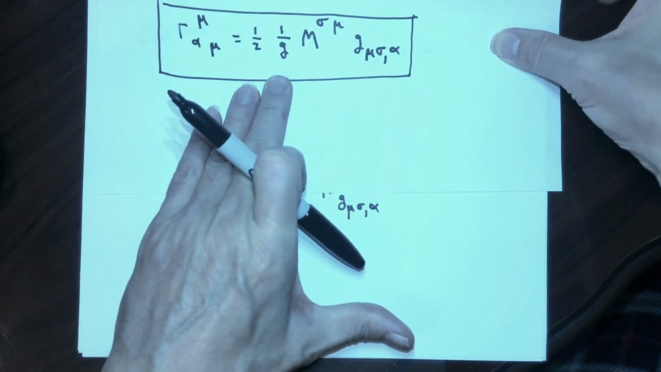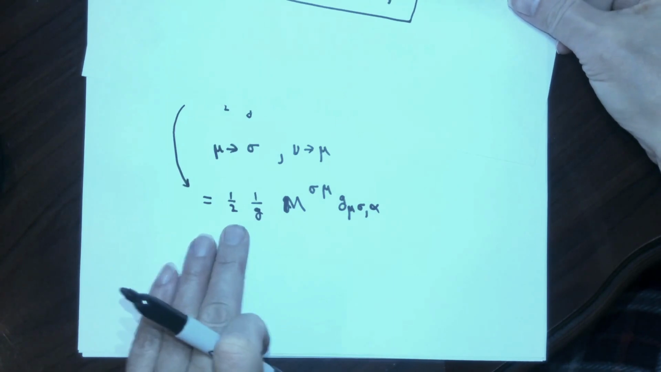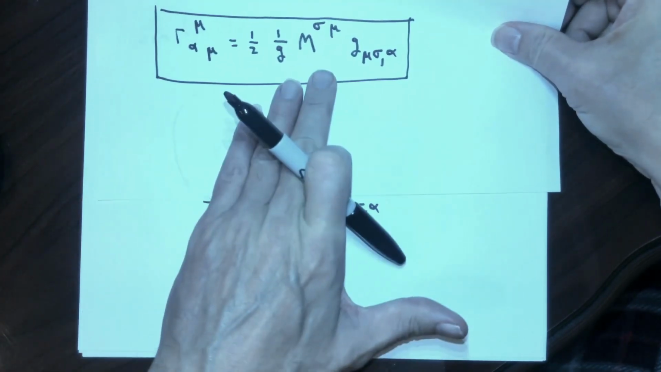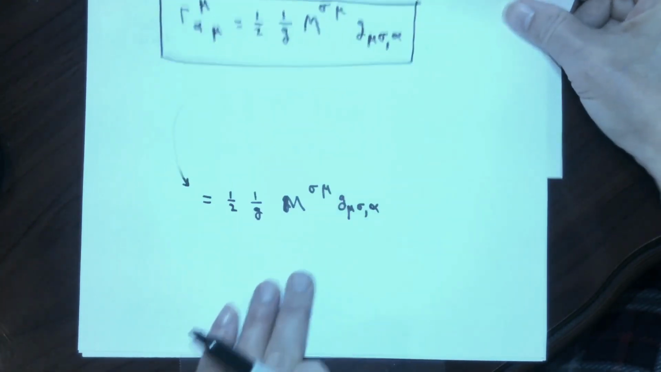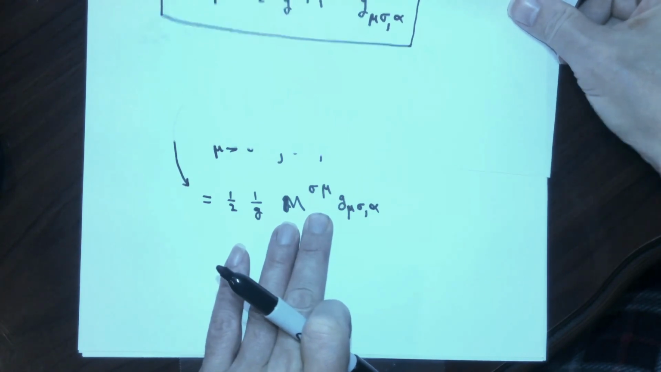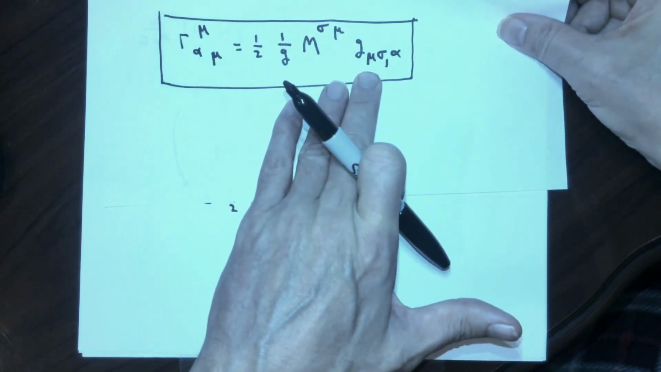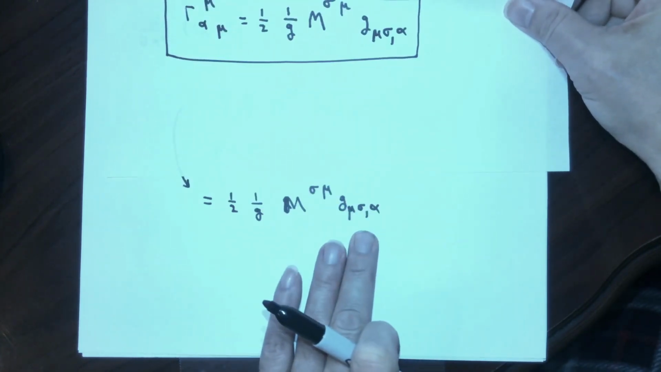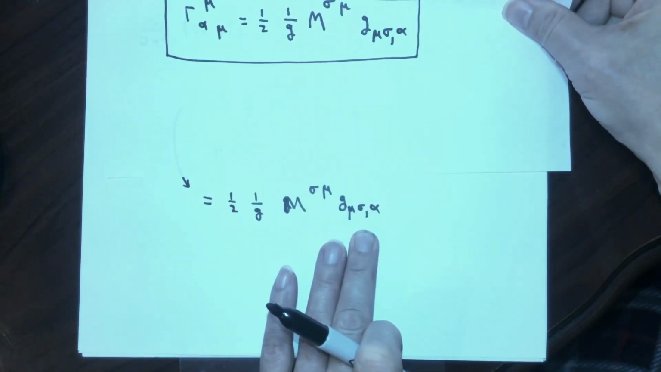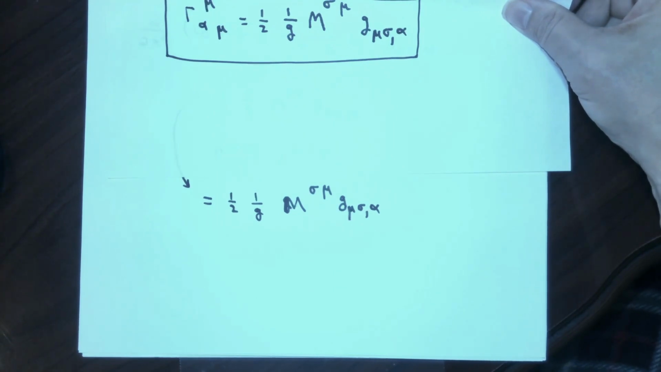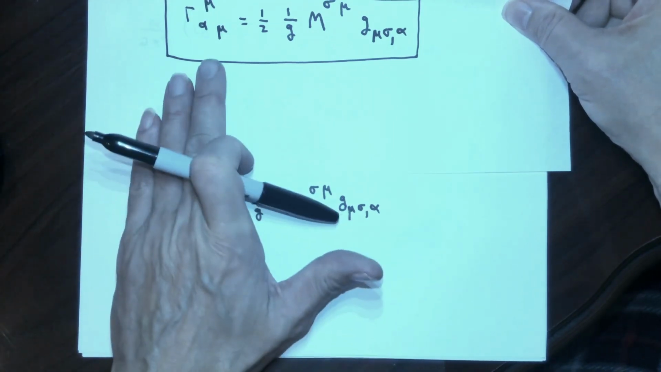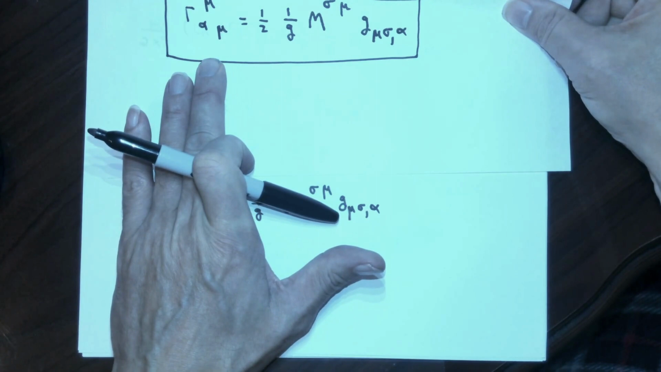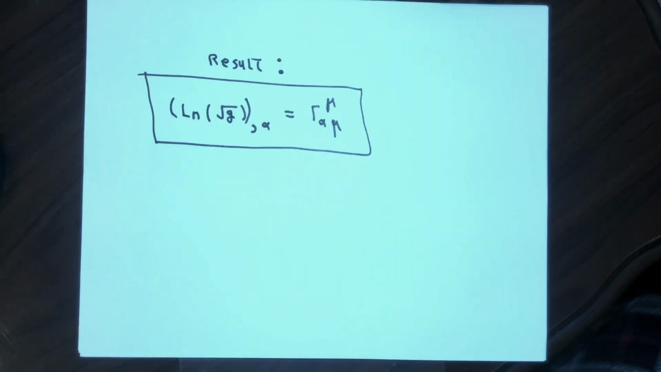One half 1 over g, m sigma mu g mu sigma comma alpha. This thing that we just calculated is the same number as gamma mu alpha mu. So the punchline is this.